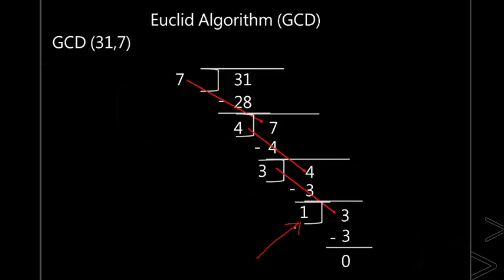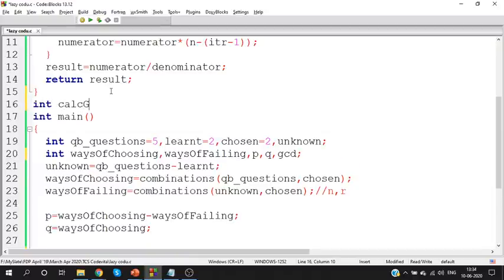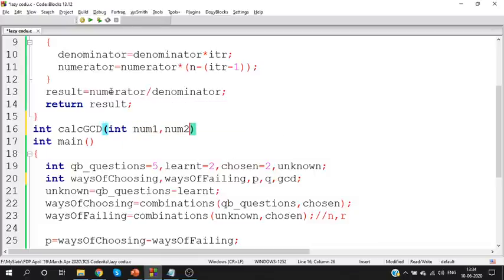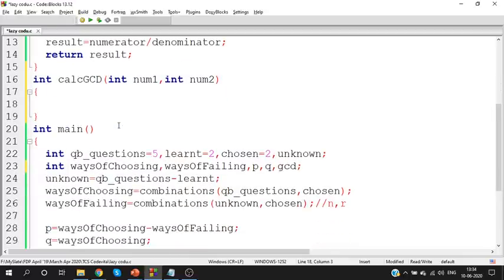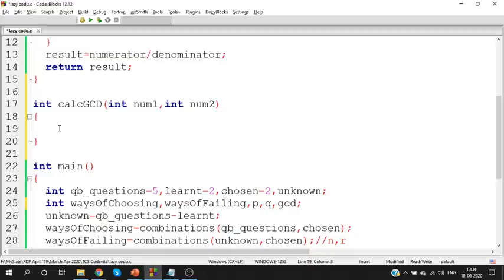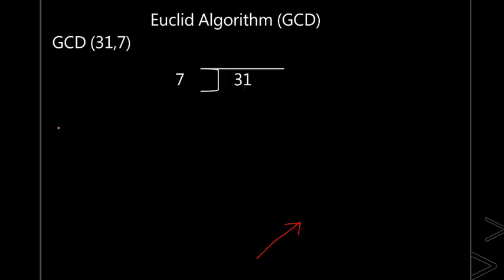So now let's try to code this parallelly. We will have a function named calculate GCD. To calculate a GCD, let's provide two numbers, num1 and num2. Now we are going to calculate the GCD of these two numbers. How can I calculate the GCD of two numbers? To calculate the GCD, what did I tell you here? See the steps again. 31 and 7. This is num1. For convenience, I'll have it as A and B. This is A and this is B.